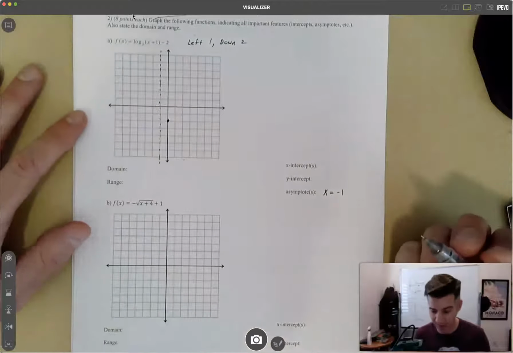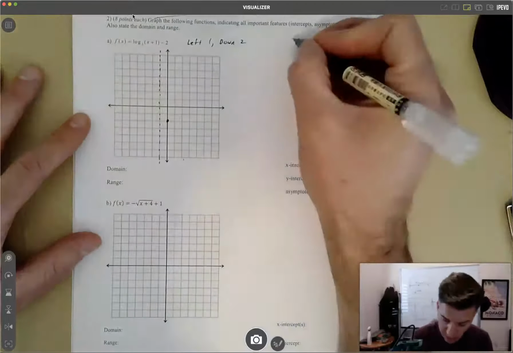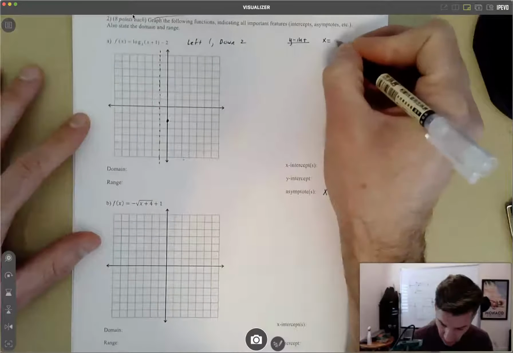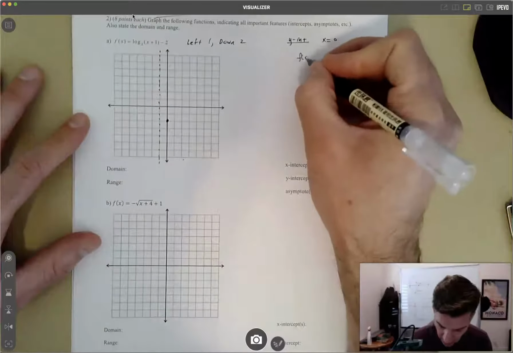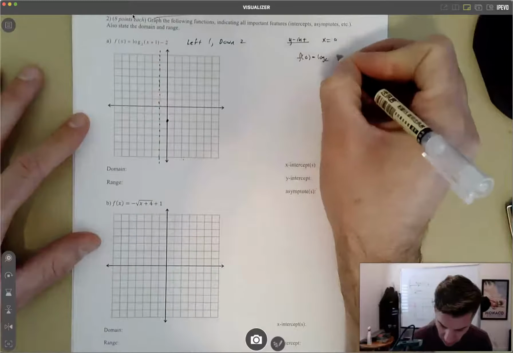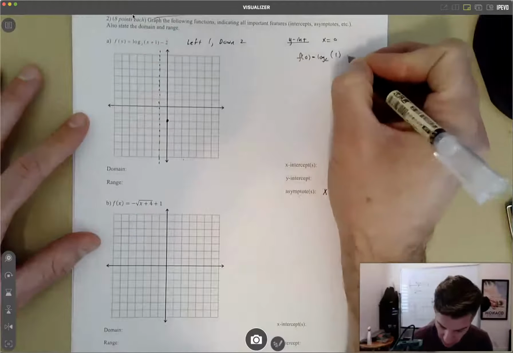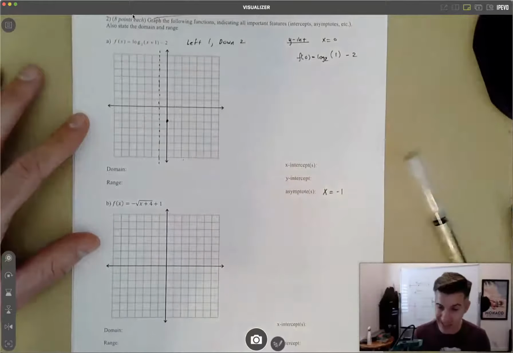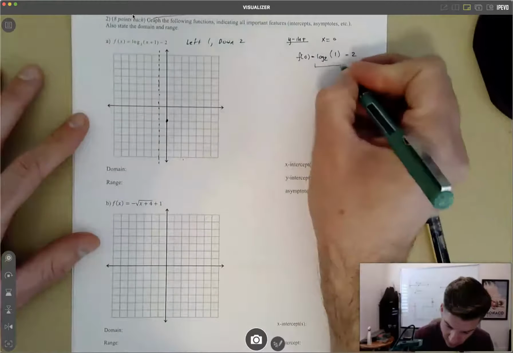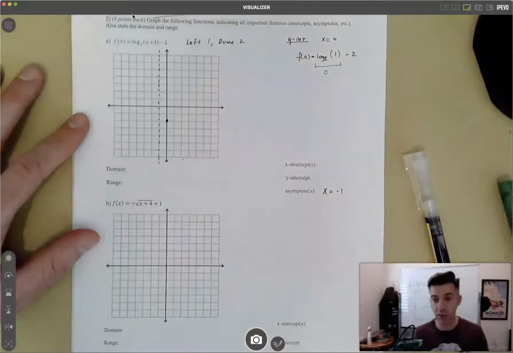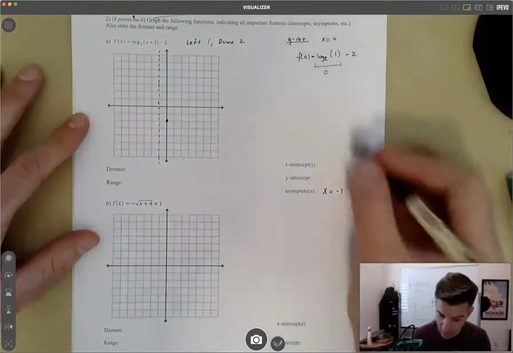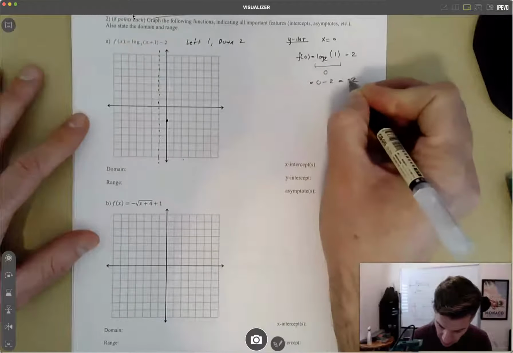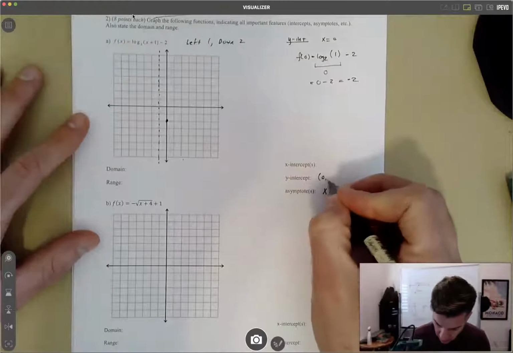We can also find that the usual way we find the y-intercept, which is by setting x equal to 0. We get f of 0 equal to log base 2 of 0 plus 1, minus 2. Log base 2 of 1 is equal to 0, because 2 to the 0th power is equal to 1. So this is 0 minus 2, which is -2. So my y-intercept is (0, -2).